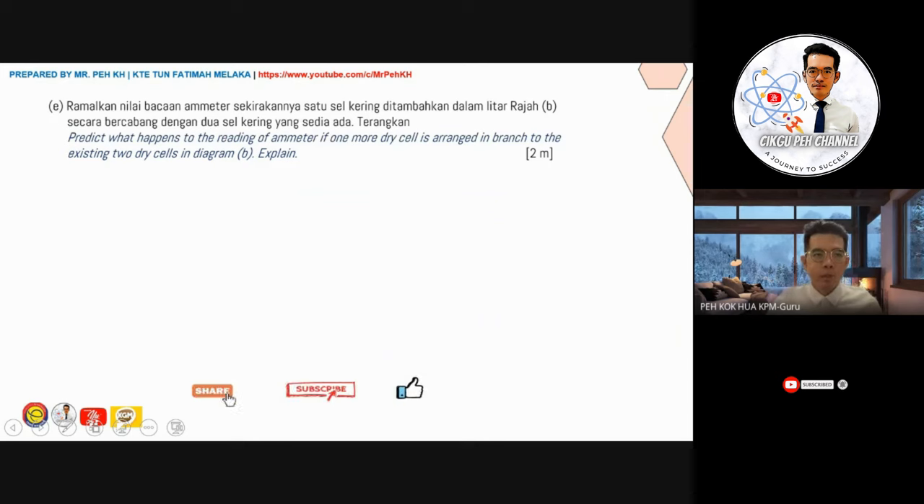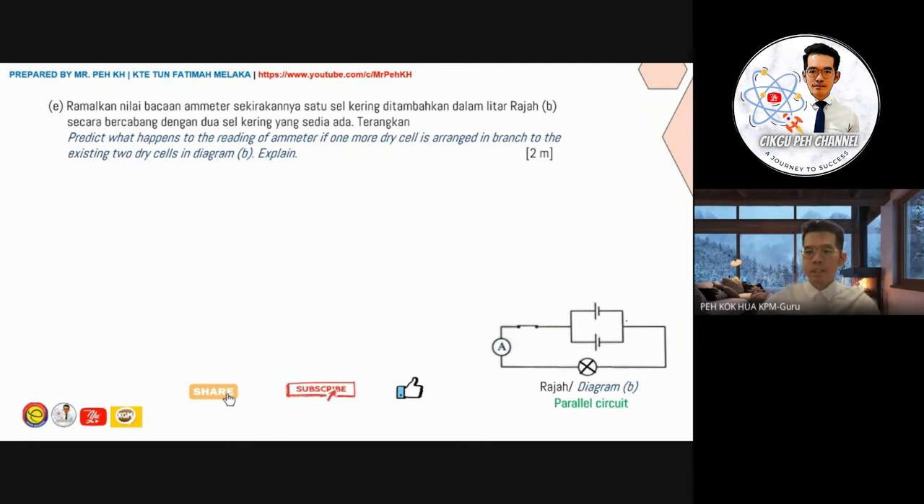Then we go to our last question for this experiment. Predict what happens to the readings of the ammeter if one dry cell is arranged in branch to the existing two cells shown in diagram B, and explain. This is diagram B. You can see the dry cells are arranged in parallel, where they are branched to each other. The question asks, if we now add one more dry cell, also branched to the others, what is the reading of your ammeter? One mark, and then explain your answer.